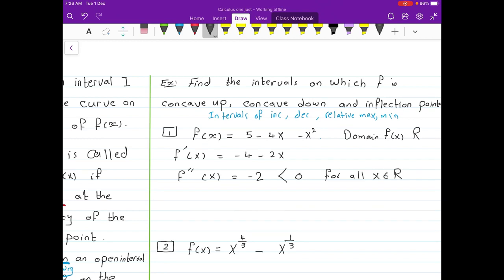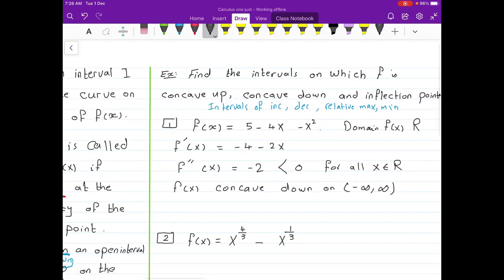Since the sign is negative, that means f is concave down on the interval (-∞, ∞). Is there any inflection point? No. So there is no inflection point.